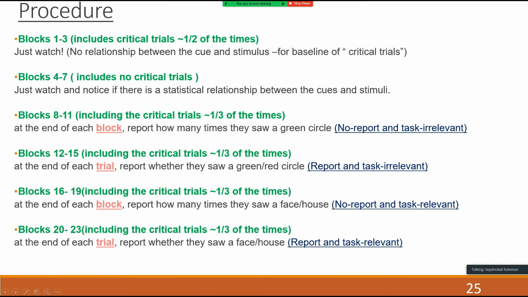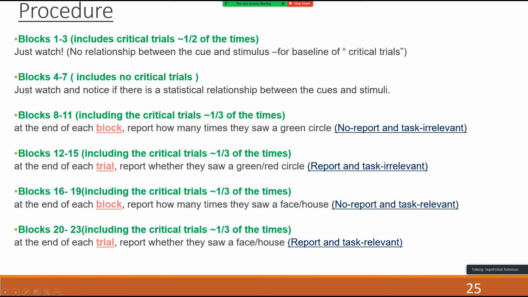Again, in another block, I can ask them to, at the end of each trial, report whether they saw a green or red circle. And here they are reporting. So this is a report condition, and the information about the face is still task irrelevant, because they're focusing on whether they saw green or red. And as you can see, the no report task relevant condition, at the end of each block, they just say how many times they saw a face and house.